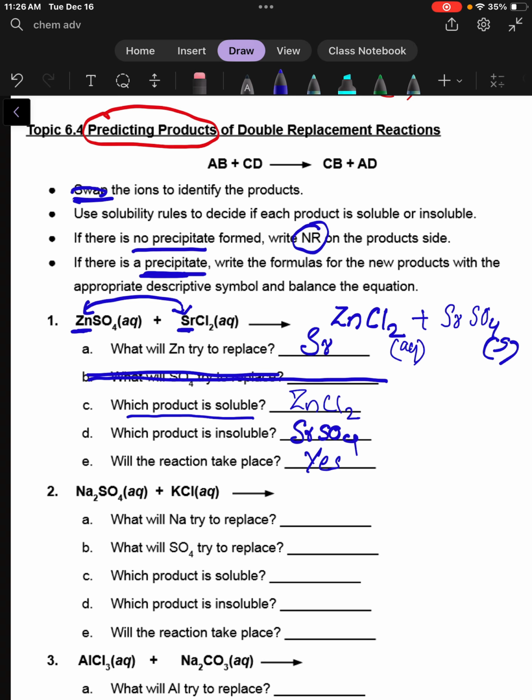Now you have to check whether the equation is balanced or not. Since both of them are 2, 2, I think that is balanced. Okay, let's do the next one.